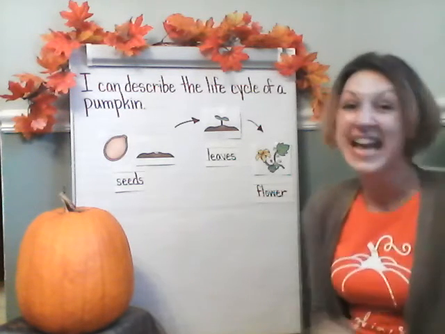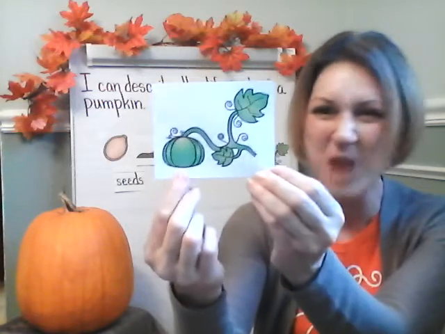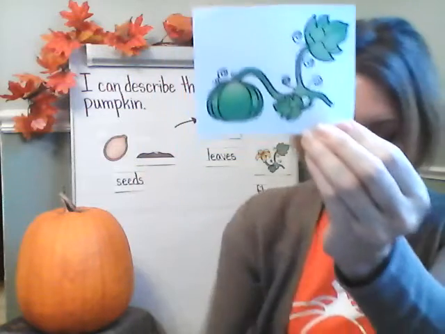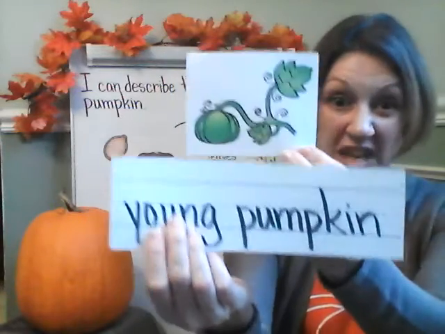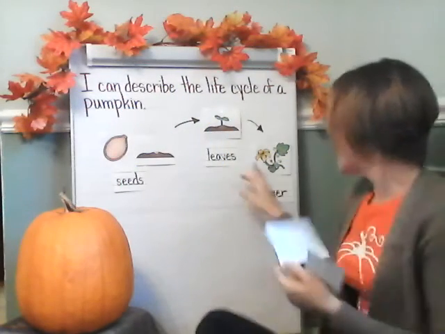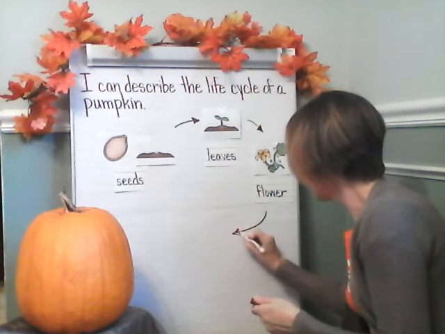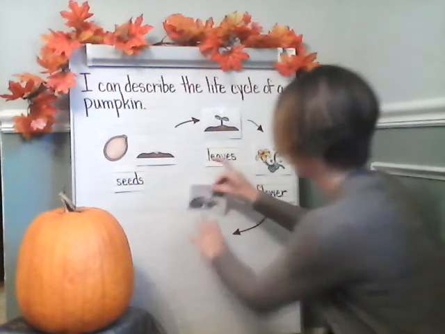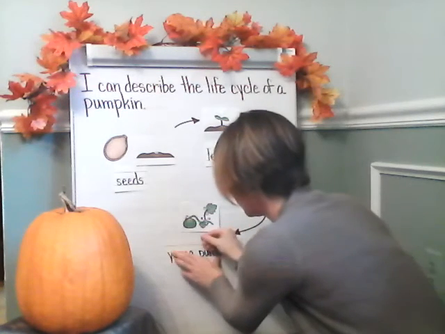Get ready, boys and girls. Look how cute this next part is. Now it is a young pumpkin. Did you know a young pumpkin is green? It's true. Here's a young pumpkin, and we're going to add this young pumpkin to the life cycle. Can you help me? So, remember, now it's going to become a young pumpkin. So let's go ahead and put young pumpkin here. All right. And then there's one final step.